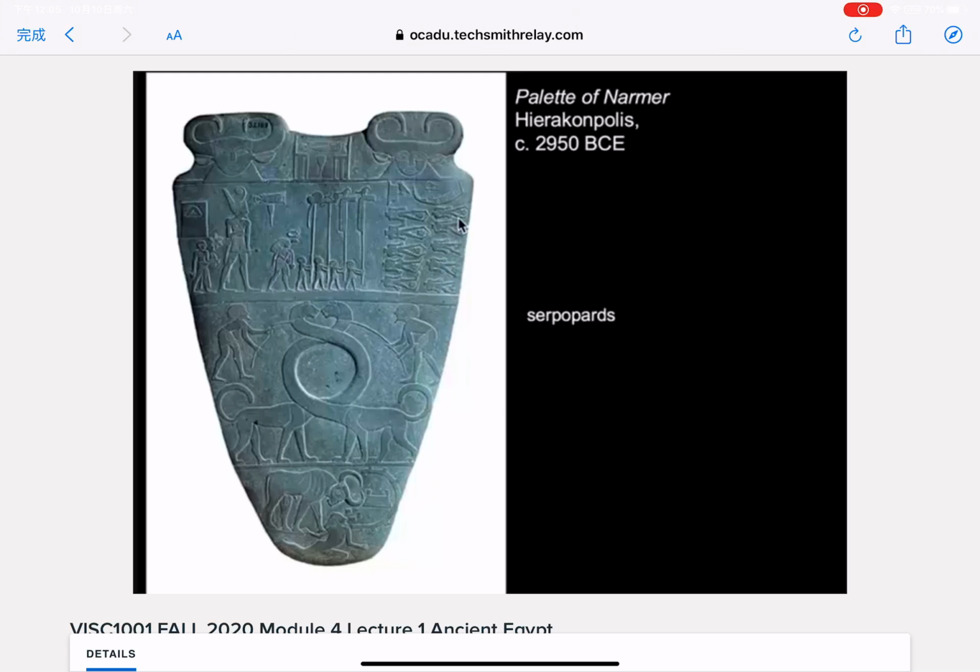And in the upper register, we have a repetition. We have the heads of a cow in the upper left and right, again representing either the goddess Hathor or the goddess Bat. And we have the repetition of the hieroglyph that spells out Narmer's name through the horizontal fish and the vertical chisel that sound out Nar and Mer through pictographs.